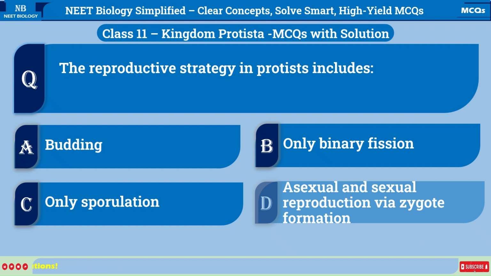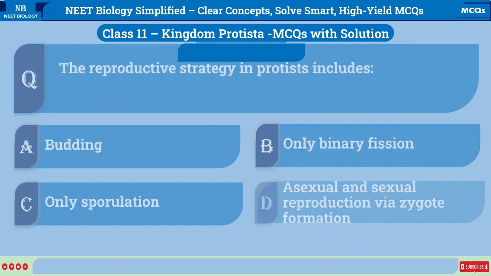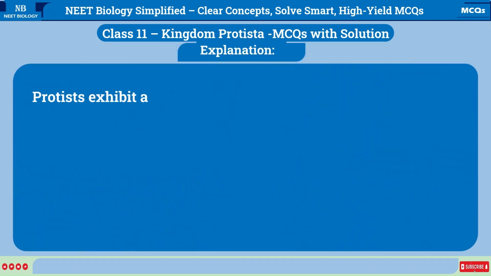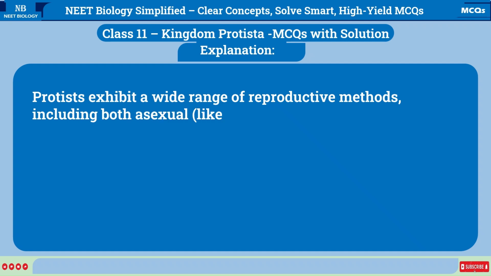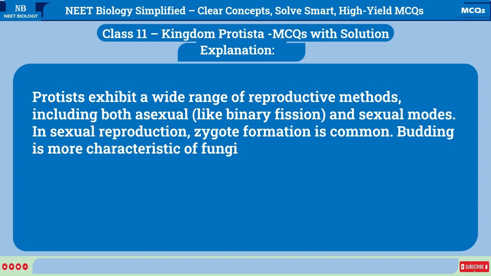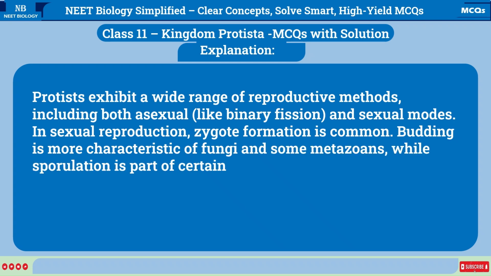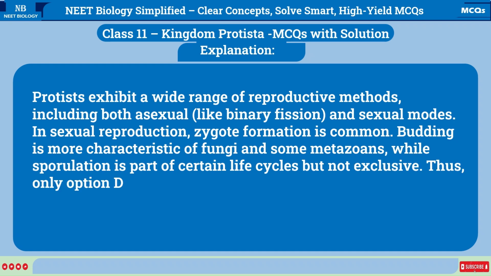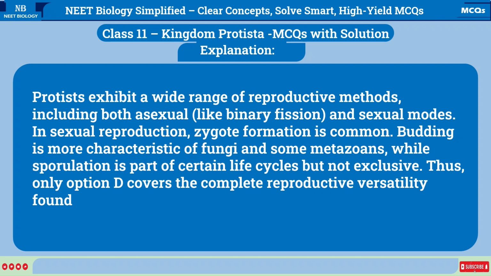Correct answer is D. Asexual and sexual reproduction via zygote formation. Explanation: Protists exhibit a wide range of reproductive methods, including both asexual, like binary fission, and sexual modes. In sexual reproduction, zygote formation is common. Budding is more characteristic of fungi and some metazoans, while sporulation is part of certain life cycles, but not exclusive. Thus, only option D covers the complete reproductive versatility found in protists.